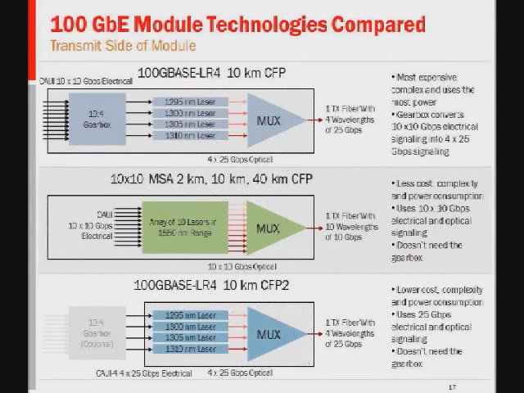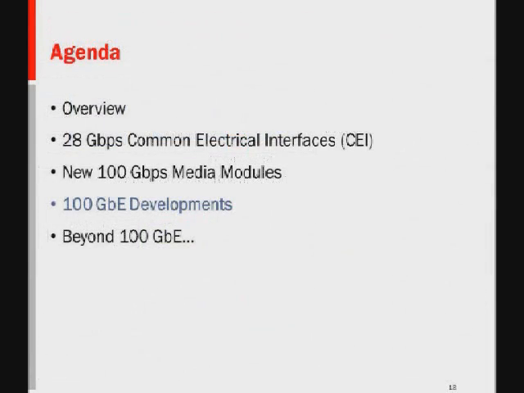This is just some really detailed block diagrams of how the current modules work. The point here again is that we're using 10 by 10 to go into 4 by 25. That adds costs and complexity and takes up space in the module and things like that. So again, the point is that we're going to native 4 by 25 electrical and optical.